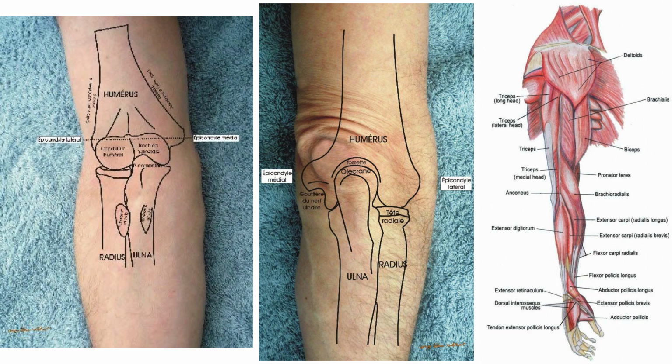Also, we have the shaft. In the shaft you have borders, that is anterior, lateral, and medial. The surfaces are anterior, medial, and posterior, and the borders are anterior, lateral, and medial.